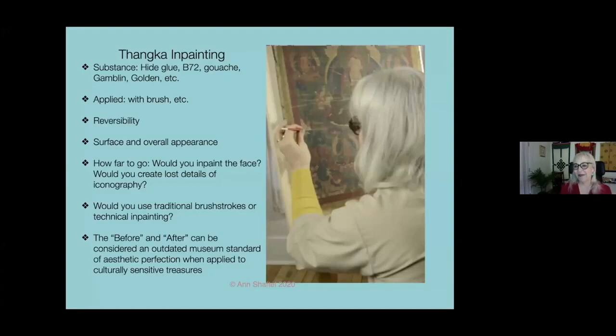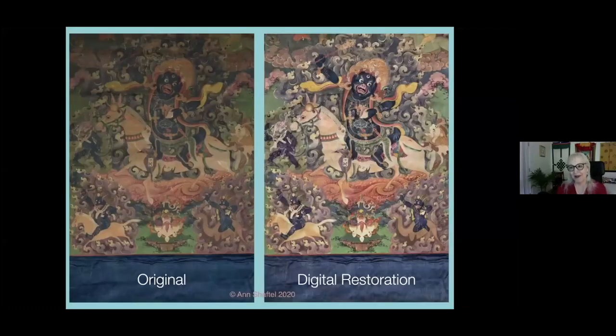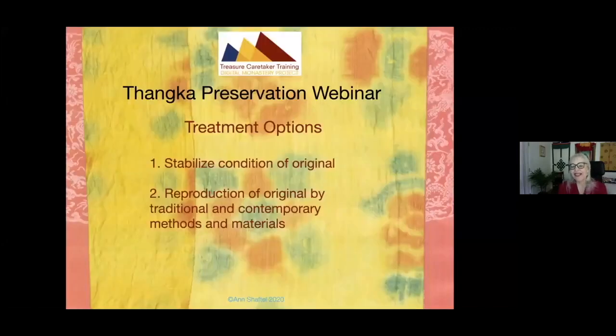Technical, thangka inpainting. Not even a meditation master knows all the iconography for all the lineages. It is very questionable if you fill in hands, their mudras, faces, what the hands are holding, iconography. Very questionable. I believe in stabilizing the thangka and then doing digital restoration. In other words, you keep the original stable, and then you can have a high quality digital print and work with that. Please stabilize the condition of the original and then reproduce the original.